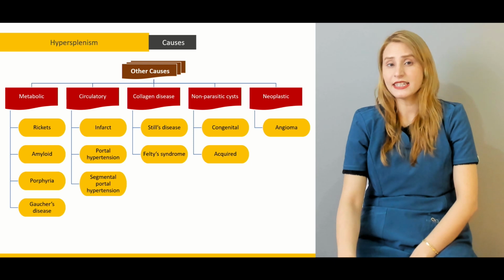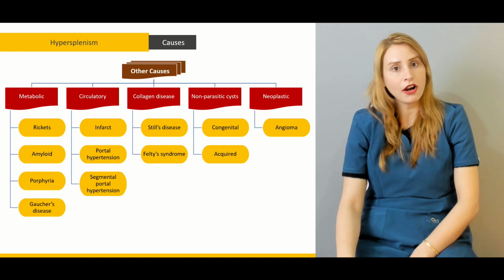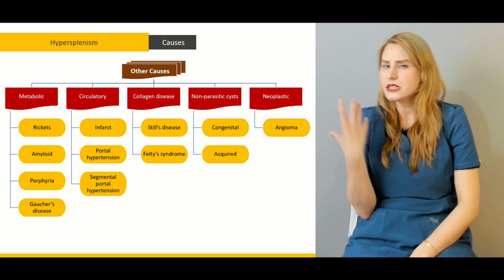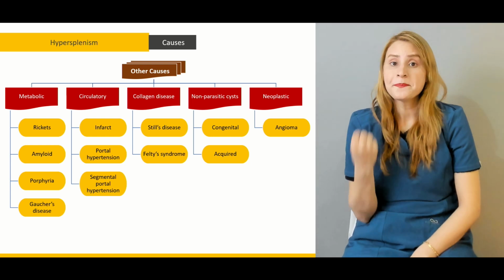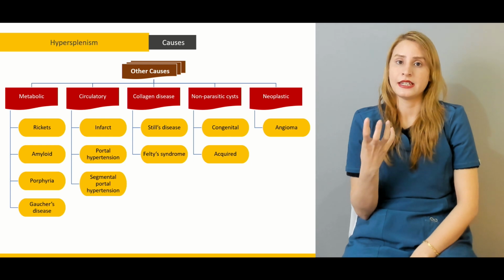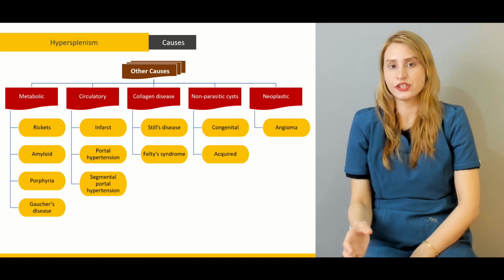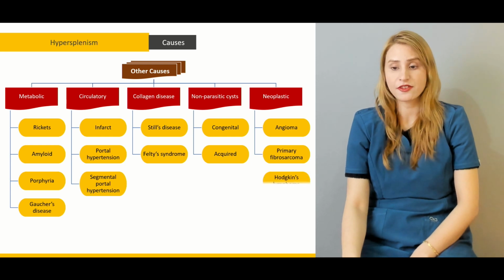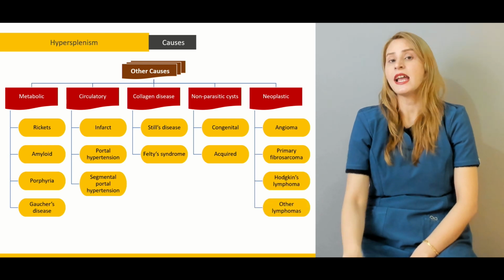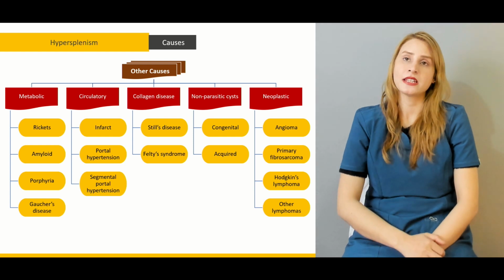The neoplastic conditions, which are causing some kind of obstruction to the portal vein or the splenic vessels, or the seeding or the invasion to the spleen. They can be the angiomas, the primary fibrosarcomas, Hodgkin lymphomas, and some other lymphomas.